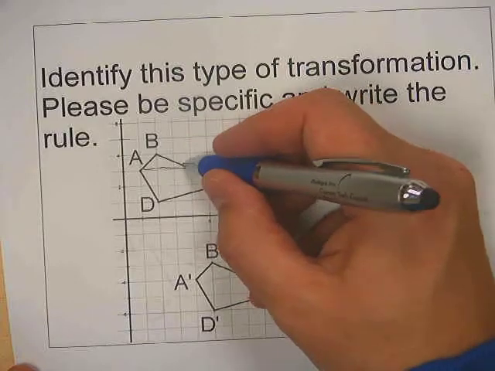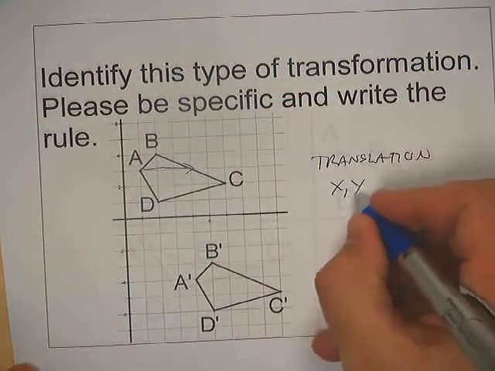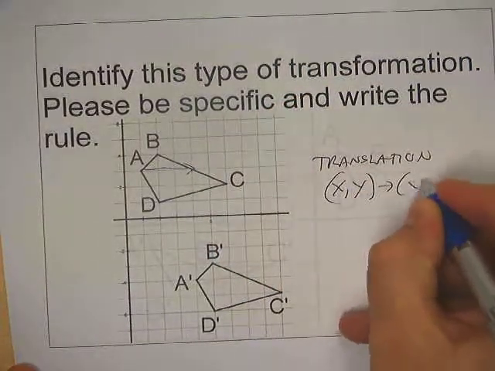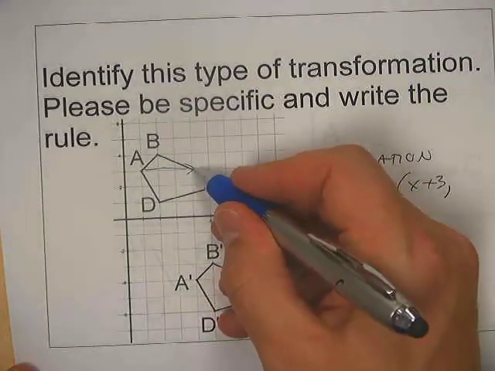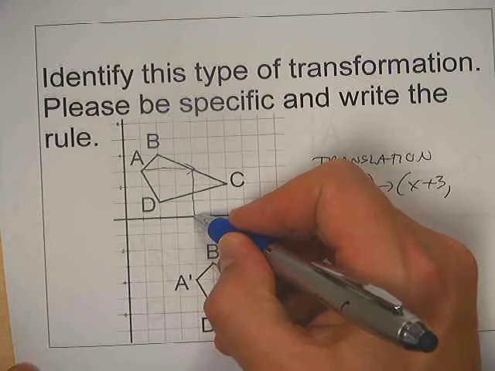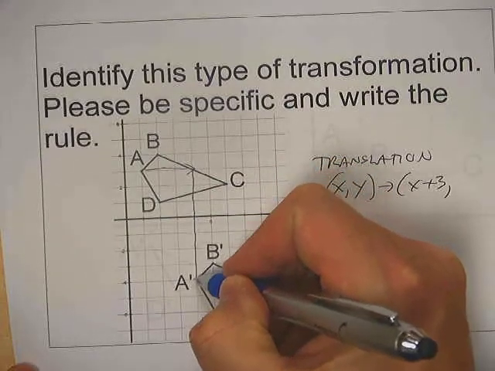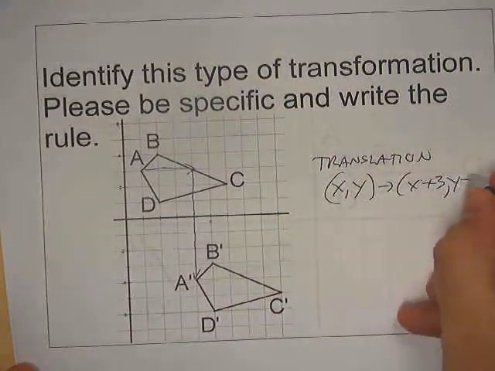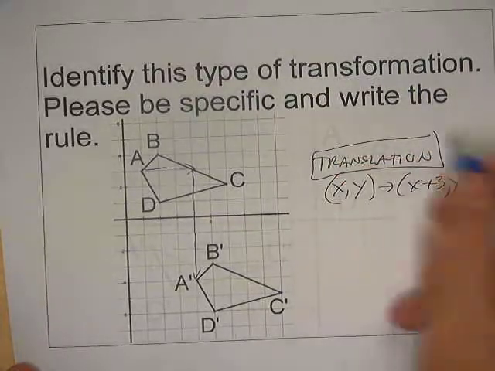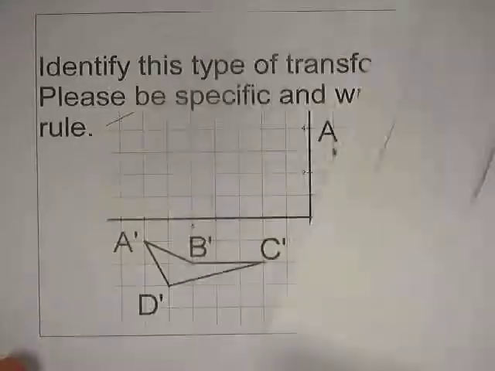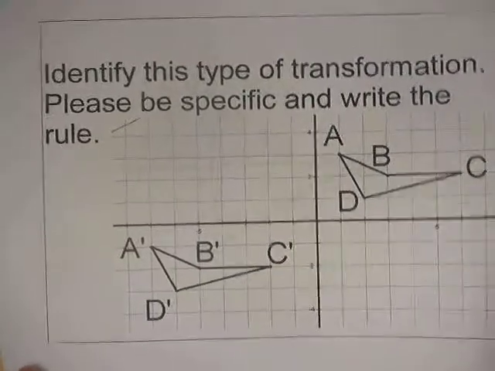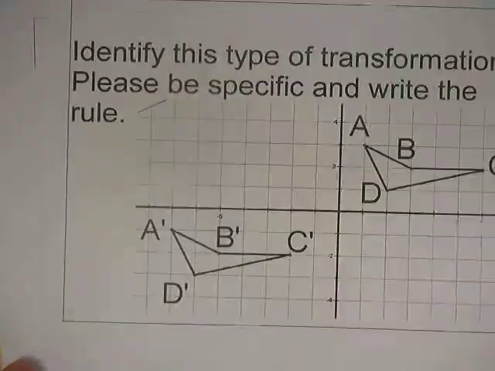Translation. It looks like A is going to go to the right 3 places: 1, 2, 3. So (x, y) is going to go to (x plus 3, comma. From this point it goes down 1, 2, 3, 4, 5, 6, 7. So y minus 7. So it would be a translation, and this would be your rule or formula.